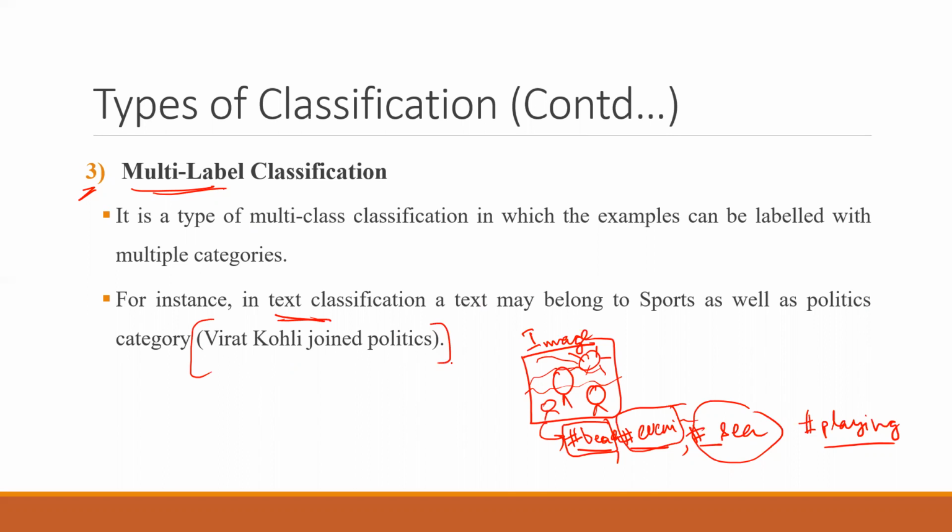In this instance, there is a text classification problem written here. If the sentence says Virat Kohli joins politics, or maybe Saurav Ganguly has joined politics, those keywords will be given the tags of sports as well as politics, right? And this is a multi-level classification.